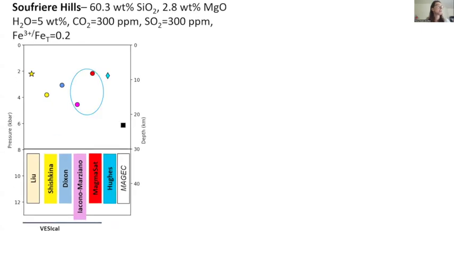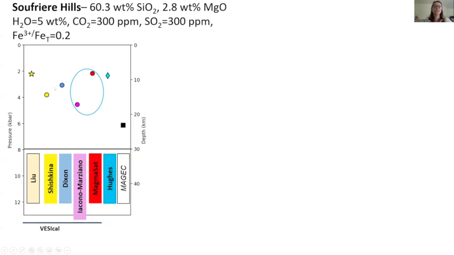Soufrière Hills was another comparison we did. So this is kind of in between the basalt and the rhyolite end member. This is a dacitic magma. And you can see there are some pretty big differences here again, up to a factor of 3 in terms of pressure and depth in what you would calculate.